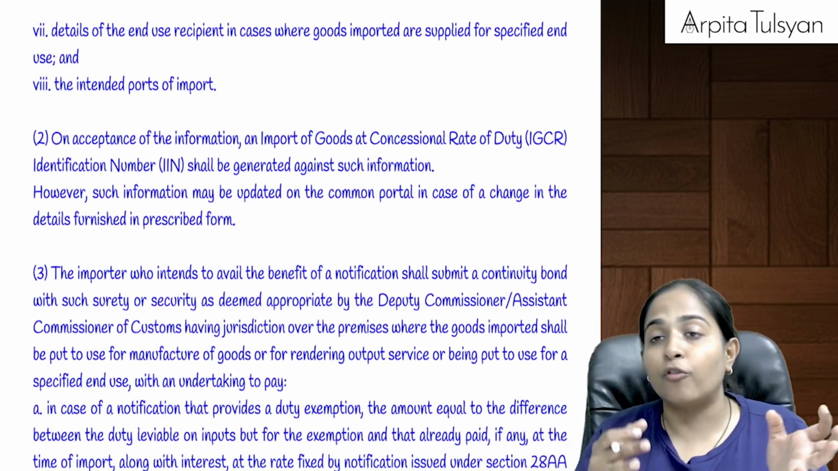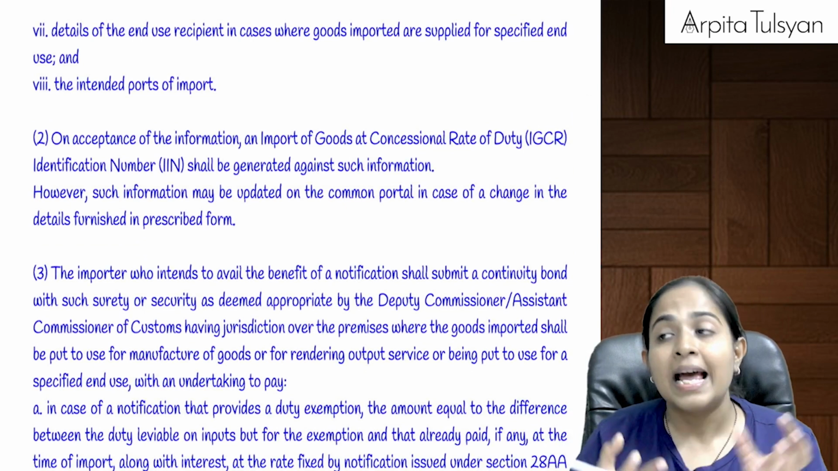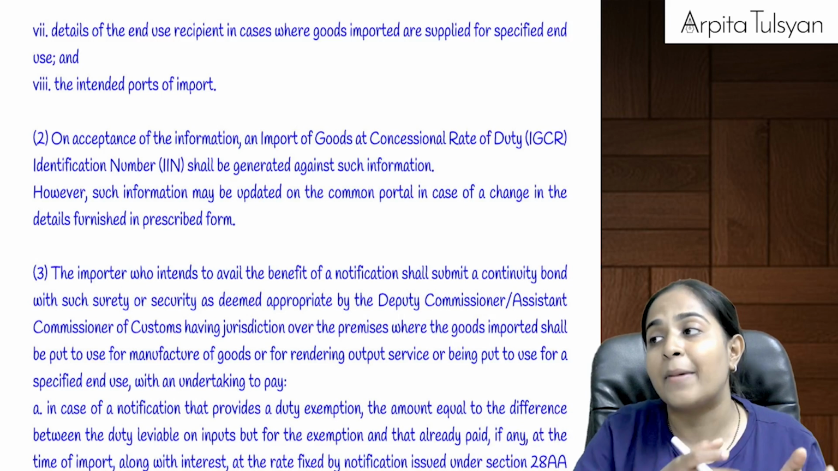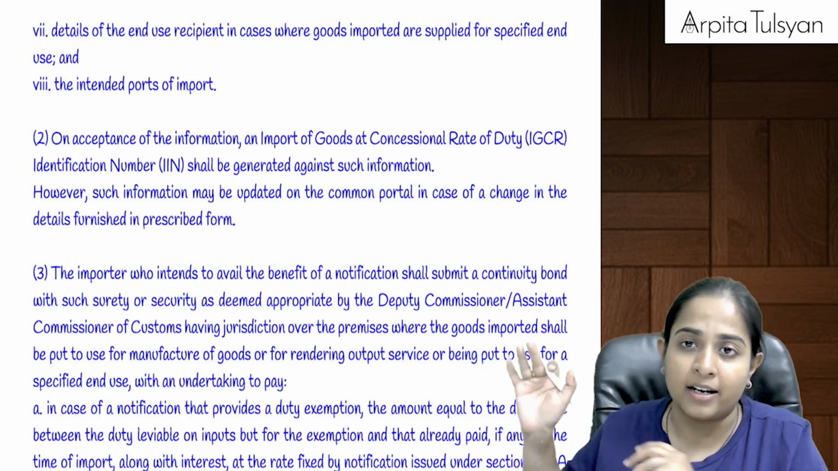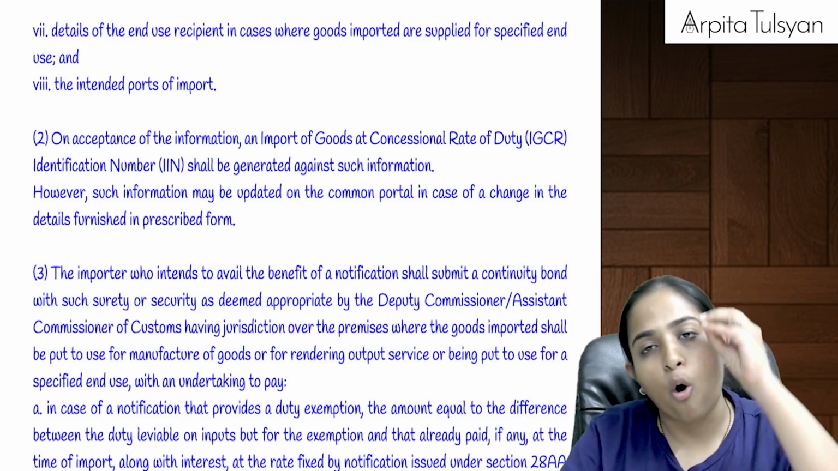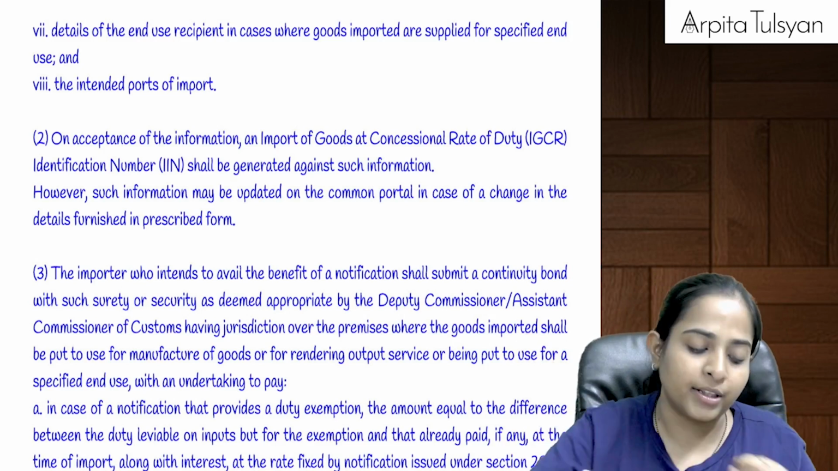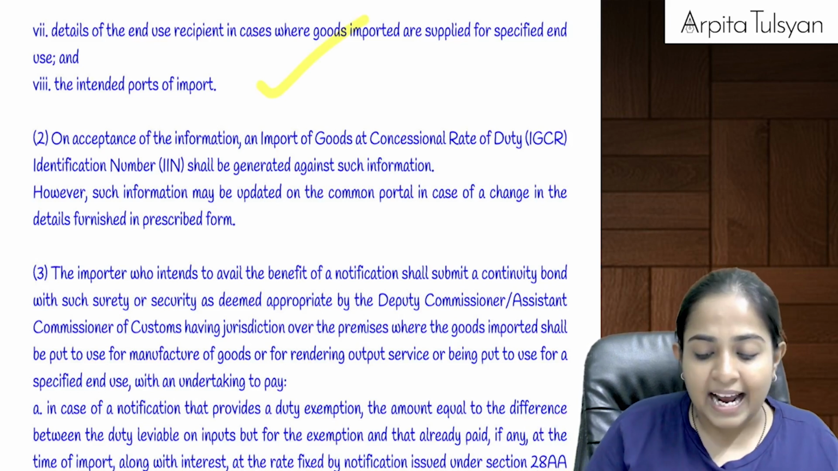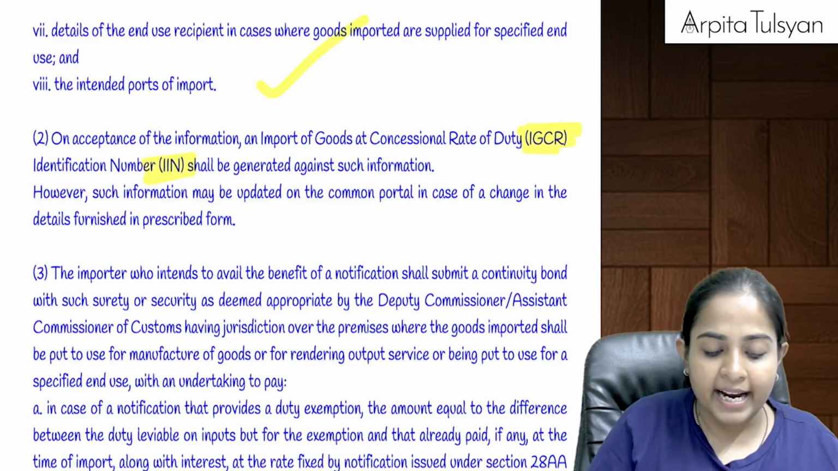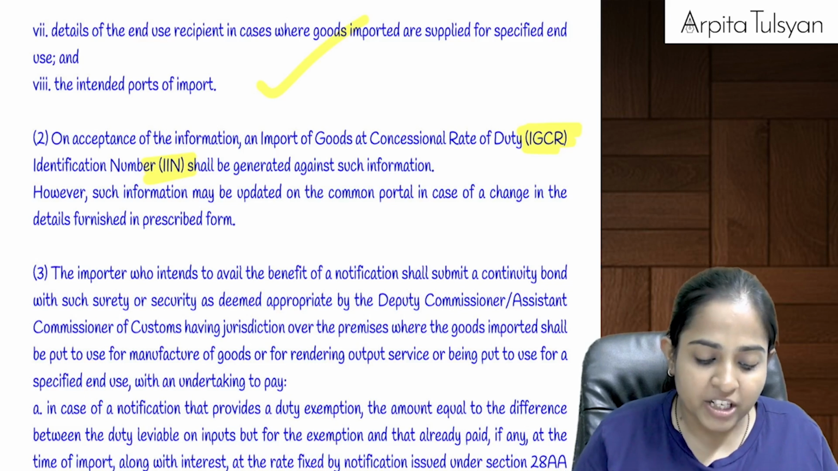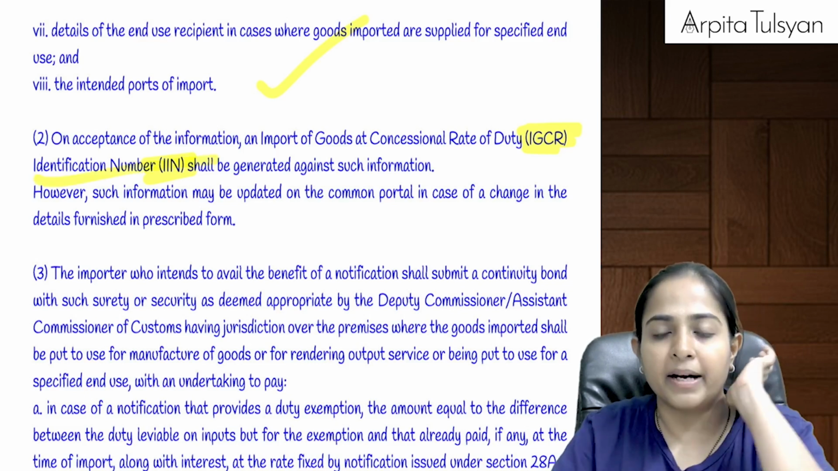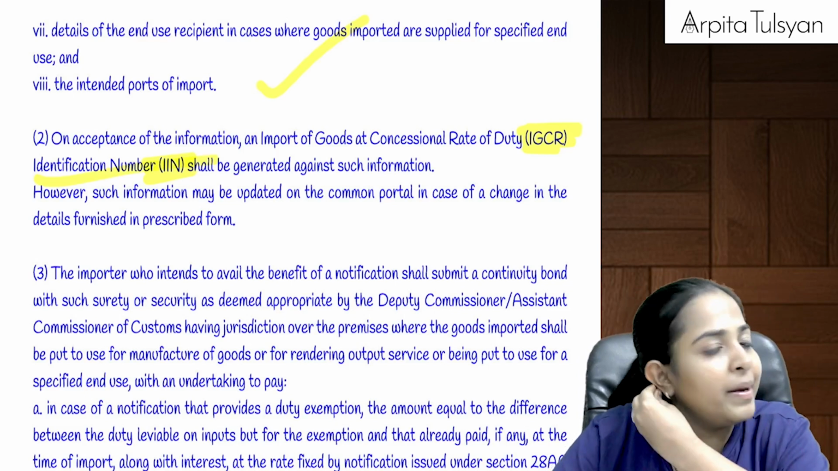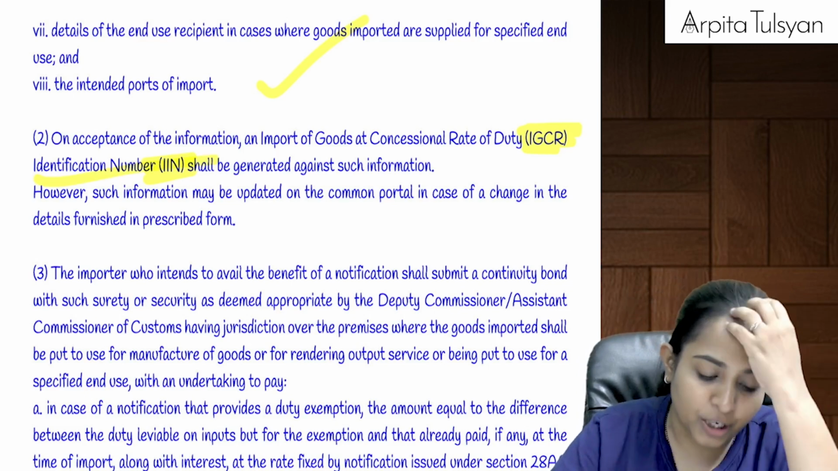Then what am I going to do with this raw materials? Am I going to use it for manufacture, or am I going to provide some service out of it, or am I going to give it to some specified end user, consumers etc.? I will write all those things and upload all those things on the customs portal. And once this information has been accepted, then I will be given an IGCR IIN number. IGCR identification number is given to me, which will be helpful in giving me that particular benefit.